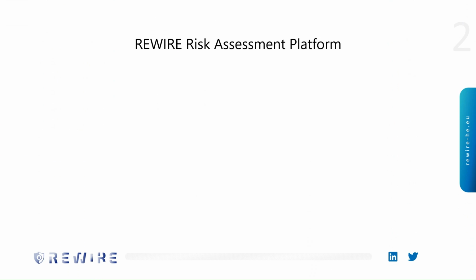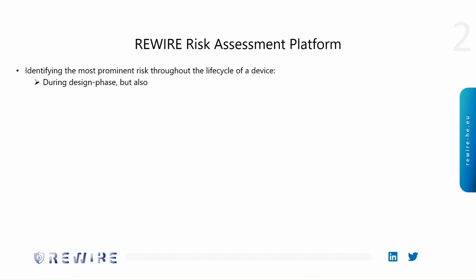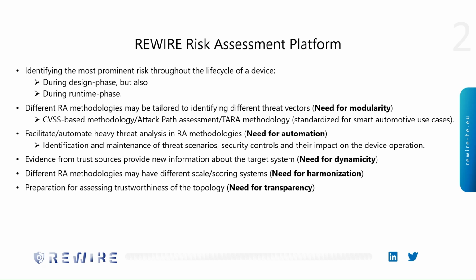First of all, maintaining a continuous risk assessment process is crucial in order to have an up-to-date overview of the risk posture of each device in the topology. Starting from the design phase and along with other processes such as the formal verification and the software firmware vulnerability analysis process, it is essential to get an up-to-date view of the risk score of each device. At the same time, moving to the operational phase, it is essential to extract runtime risk indicators so as to update these risk scores. Some key characteristics of the REWIRE risk assessment platform are now presented in the slides.